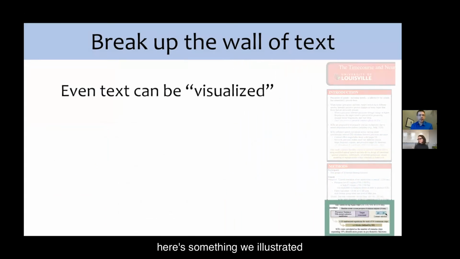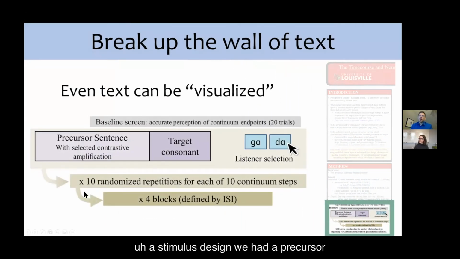Here's something we illustrated where we had a stimulus design. We had a precursor and then a target. And then what the participant did was click one of these two options, ga or da, and then we multiplied this by 10 and then multiplied that by 4 to give you a sense of the block structure. So that was a whole experiment description, but it's taking up a small amount of space and it's organized in a way that I can walk along it. And I've ordered it in the way that I would talk about it. Here's what you did in one trial. You did that kind of trial 10 times. And then there were 4 blocks of those groups.